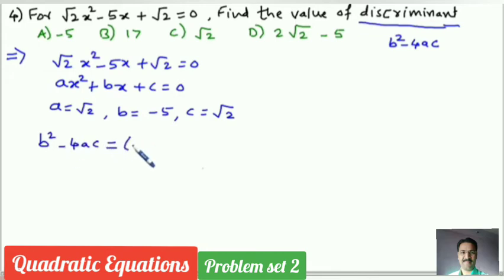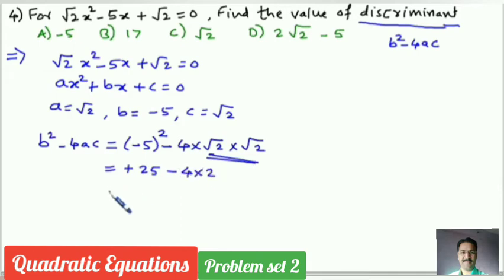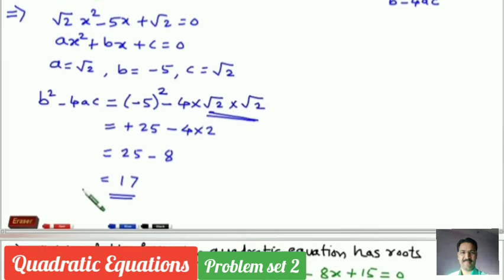What is value of b here? That is minus 5 square minus 4 into a for root 2 and again c for root 2. Means what? Minus square, that is plus 5 square 25 minus root 2 into root 2, that is 2 only, that is 4 into 2 means 25 minus 8. Here it is 17. Look, this is the value of discriminant. So here the answer is what? B, which is 17. See, understand friends?